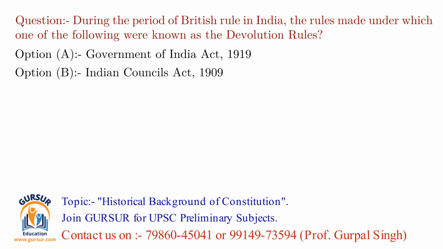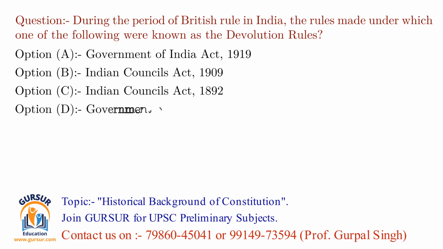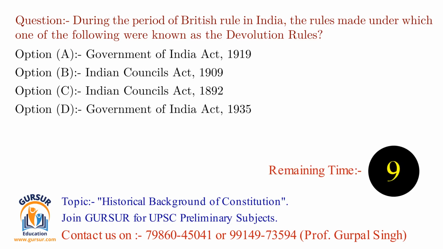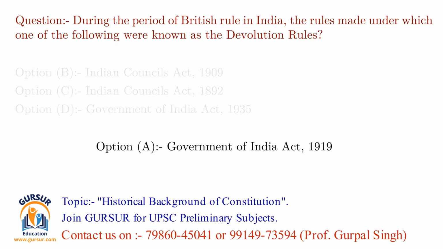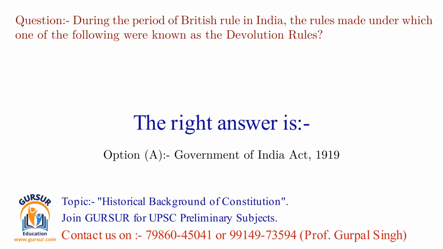The option B is Indian Councils Act 1909. The option C is Indian Councils Act 1892. And the option D is Government of India Act 1935. And your time starts now. So the right answer of this question is option A, and that is Government of India Act 1919.